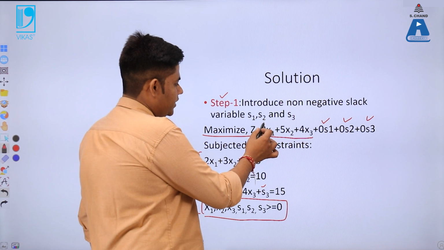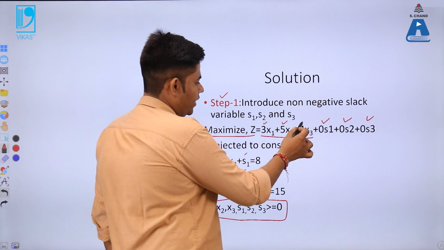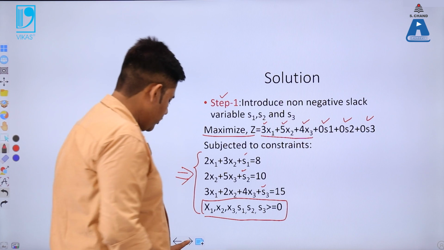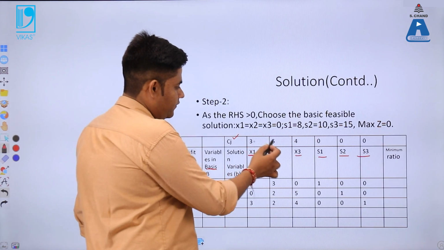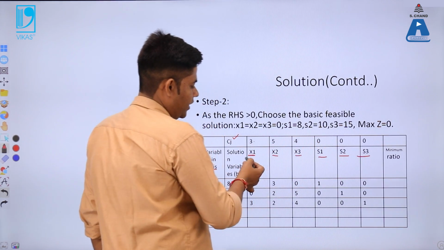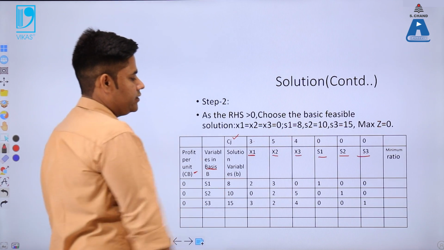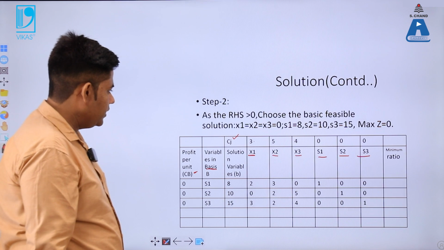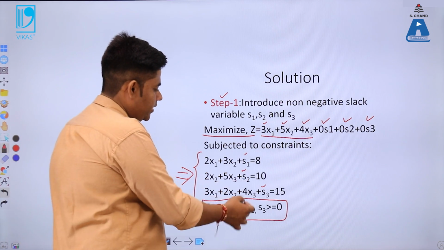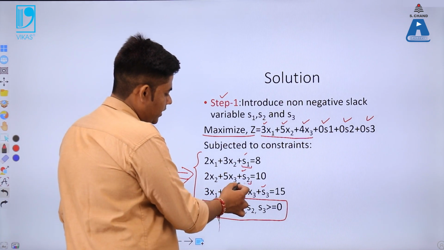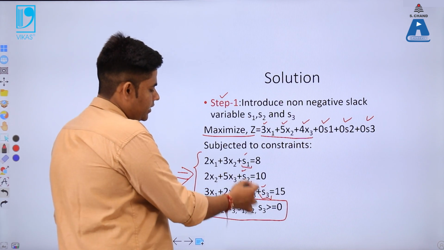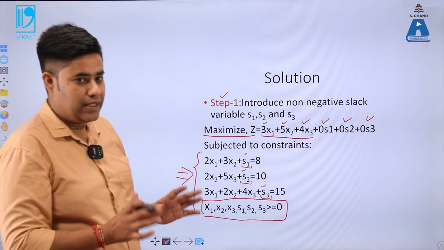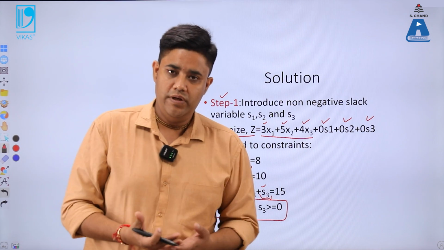So you have the first coefficient as 3, the second coefficient as 5, then 4, 0, 0, 0. So you need to mention in the table 3, 5, 4, 0, 0, 0. These are the values of the coefficients that the decision variables have. And now if I look at the constraint equations, there are S1, S2 and S3. These three are my slack variables that I need to remove.